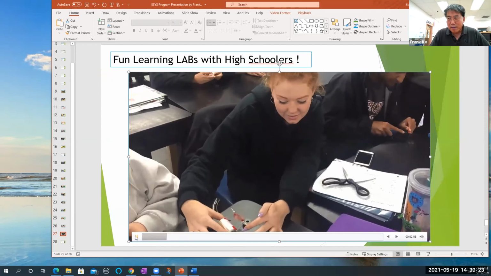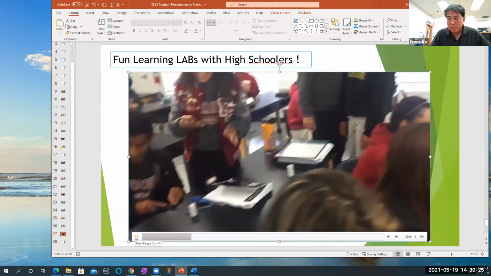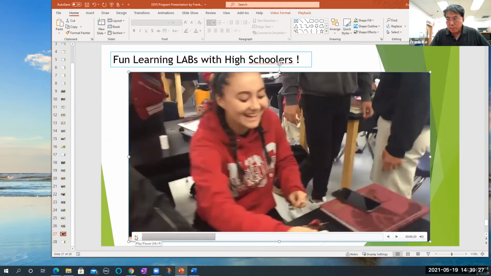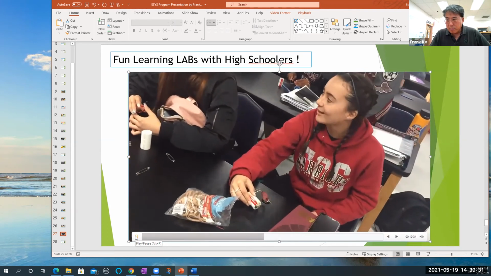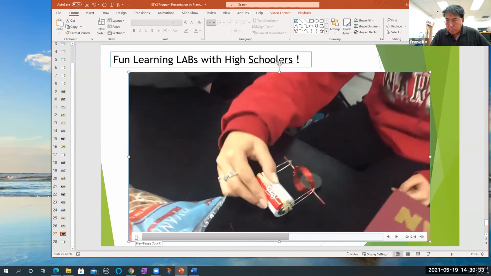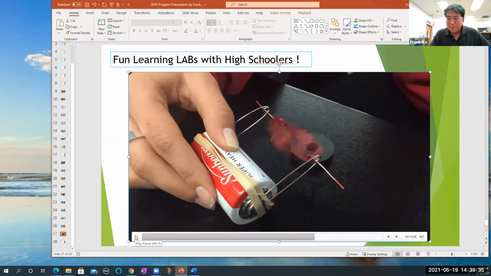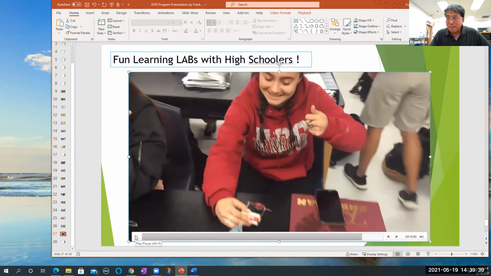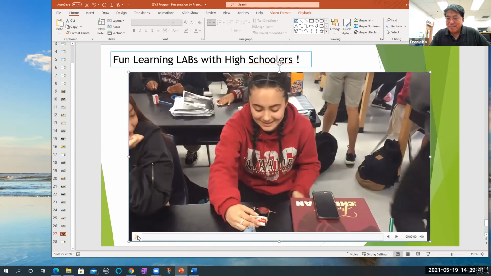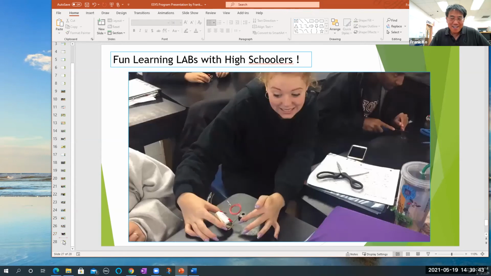It's going, yes, one more in here. Oh, look at this. Wow, it's actually got a motor working. Look at that. Is that cool or what? Made a motor. The smile says it all.